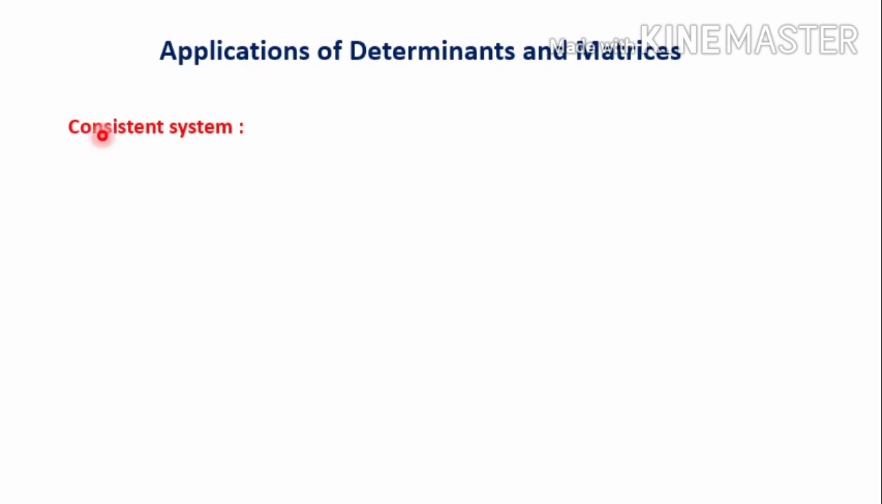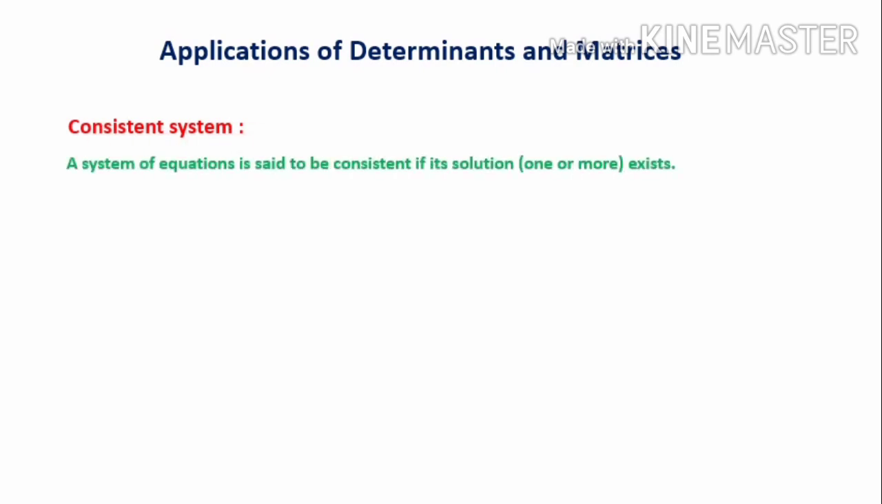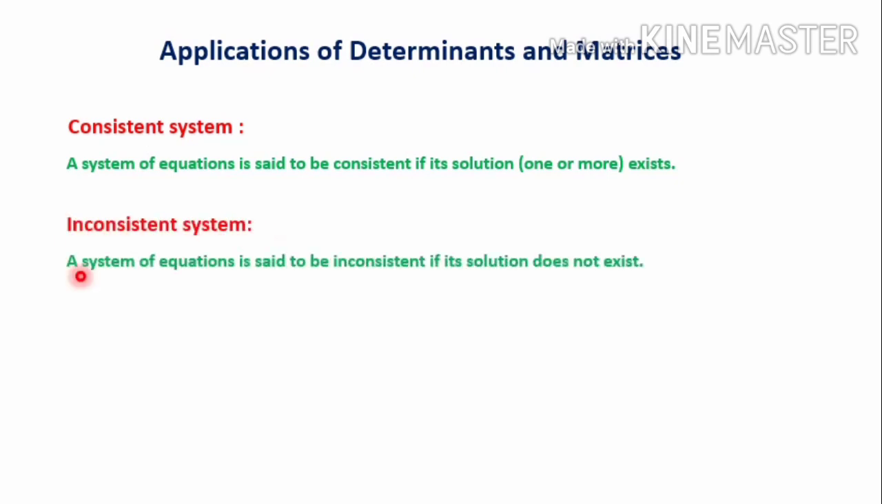The first one is consistent system. A system of equations is said to be consistent if its solution exists. Means one or more solution exists, then we can say that the system is consistent. And the second term is inconsistent system. A system of equations is said to be inconsistent if its solution does not exist.